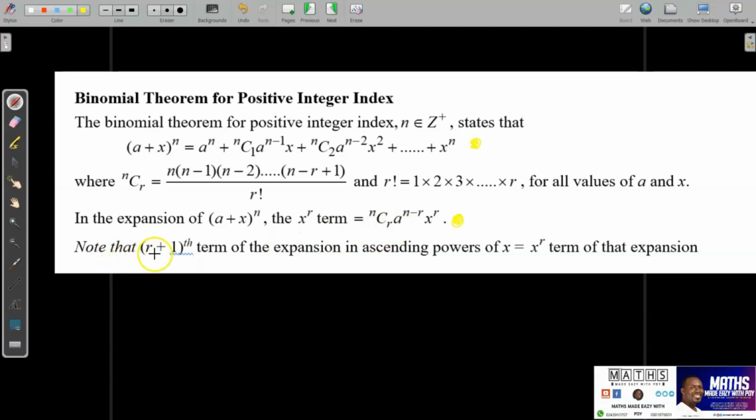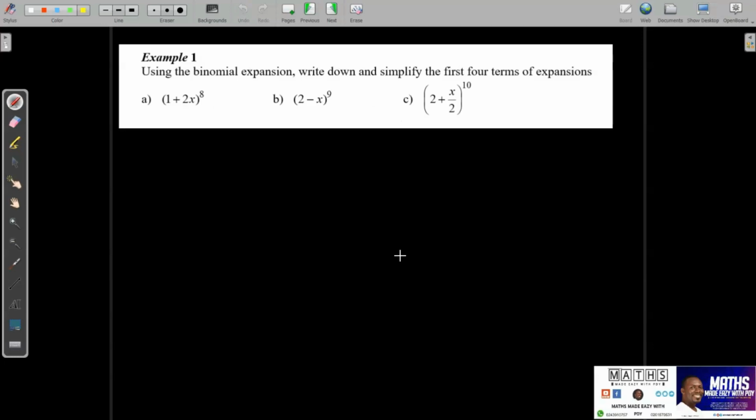Note that the r plus 1 th term of the expansion in ascending powers of x is equal to the x to the power r term of that expansion. Take note of this. Okay, so I have some worked examples here. We are going to do that, and then probably we can end the lesson on that. So let's begin. Number one. Can someone read number one for me carefully?